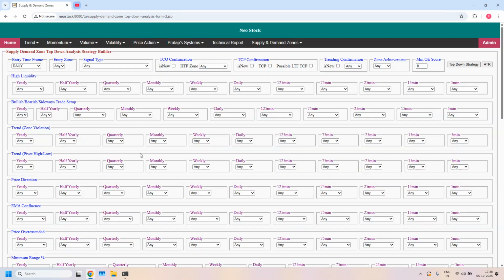Now I am generating different supply demand zone reports with the help of NeoStock Software's supply demand zone top-down analysis strategy builder. First, I am generating daily and 75-minute stocks near demand and supply zones so that we can identify high priority, high liquidity zones from those reports, and they can be used for the high liquidity zone strategy that you learned in lesson 21.3 video.